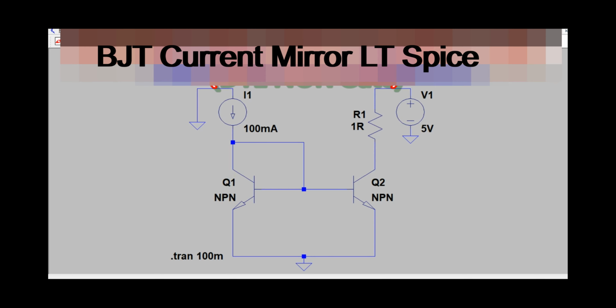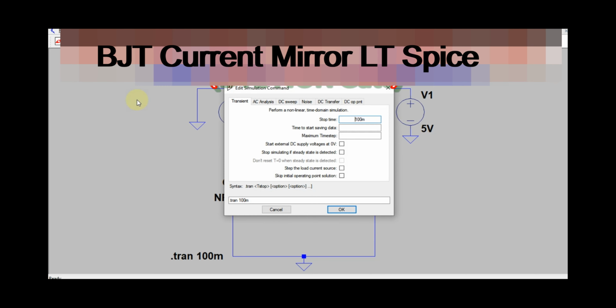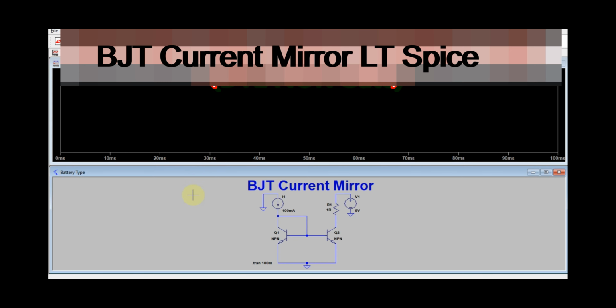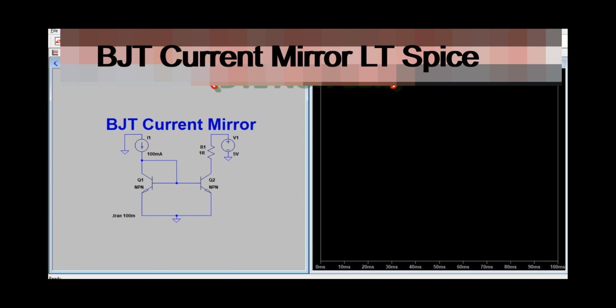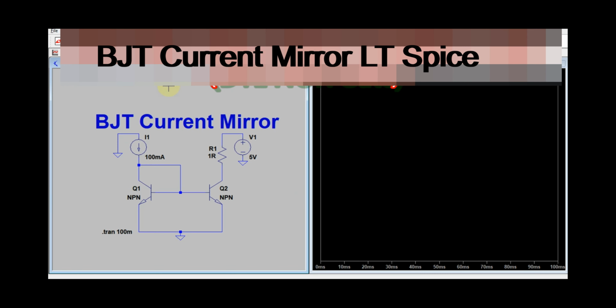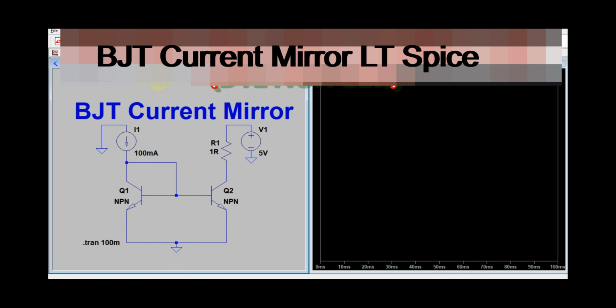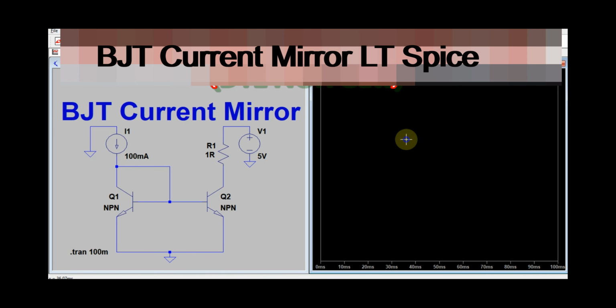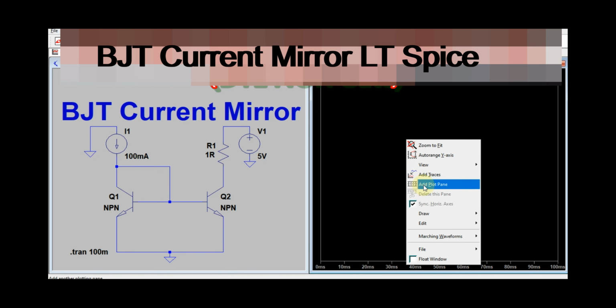Now I will run the simulation and show you the behavior of this circuit. You have to go to Simulate, Edit Simulation Command, then go to Transient, and the stop time is 100 millisecond, right? That is okay, and you can see you are running transient analysis. Click the Run button and you can see two windows, one for the circuit, one for the waveform simulation. So go to Window, Tile Window Vertically. Now you can see you have two windows, right?